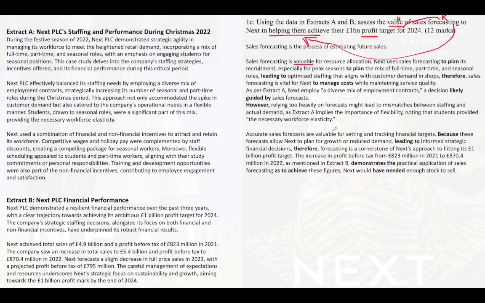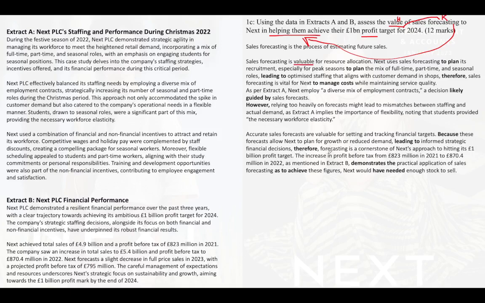Accurate sales forecasts are valuable for setting and tracking financial targets. It's my point. Because these forecasts allow Next to plan for growth or reduce demand. Okay? Planning for growth or they're planning for reduced demand. Now, this is in context. We've already got application here because of the lower profit forecast for 2023, leading to informed strategic financial decisions. Therefore, forecasting is a cornerstone of Next's approach to hitting its £1 billion profit target in the question.